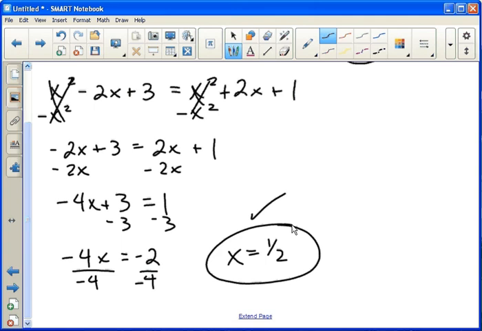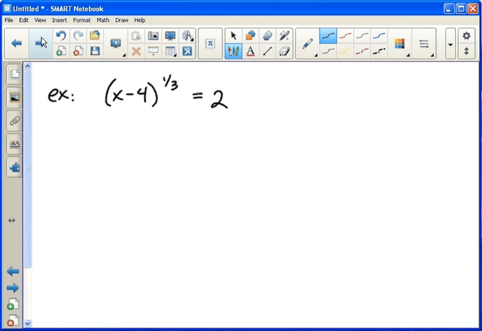Okay, last example here. This could be written another way. I could write it like this. It's up to you which way it is written, or they may write it either way when it comes to a problem. But raised to the 1/3 means the same thing as a cube root. Just like raised to the 1/2 means the same thing as a square root. So just like we get rid of a square root by squaring it, we'll get rid of a cube root by cubing it.